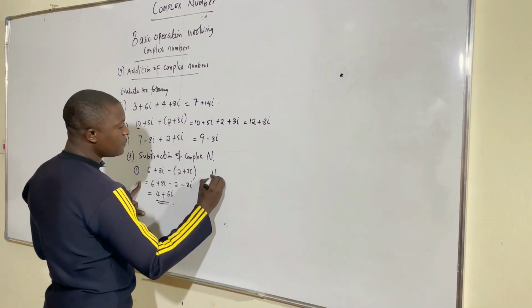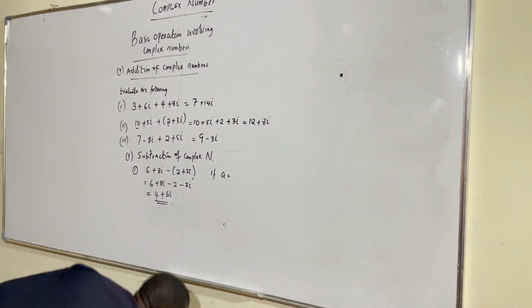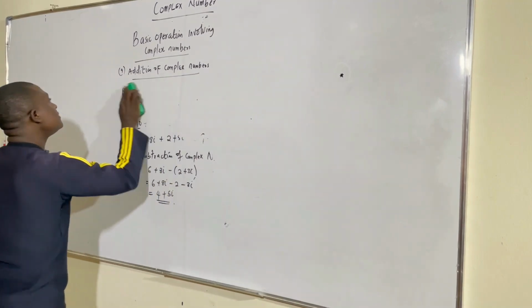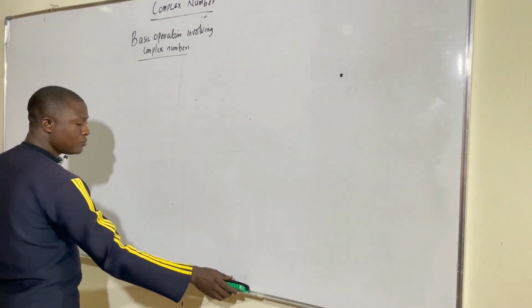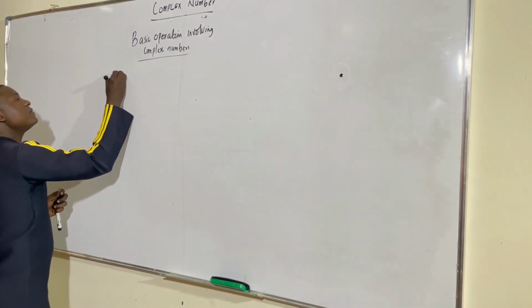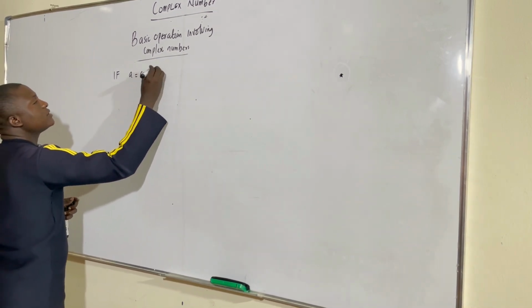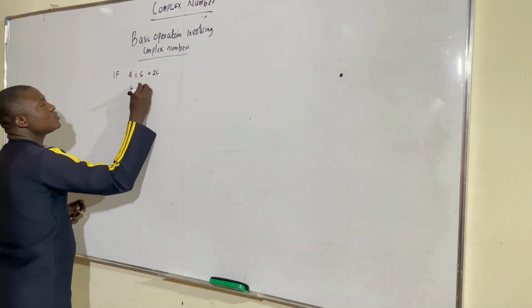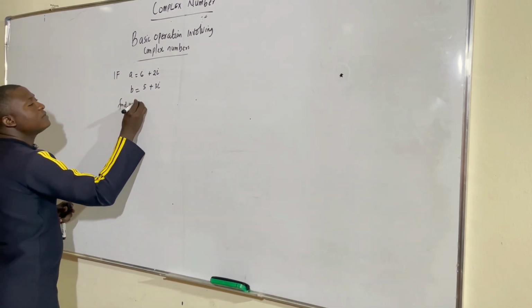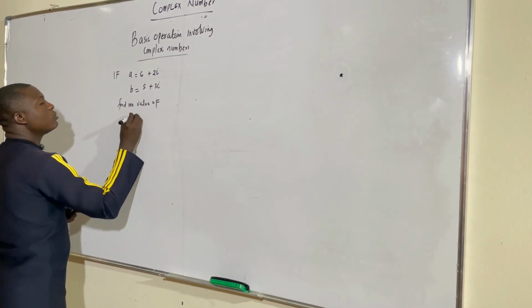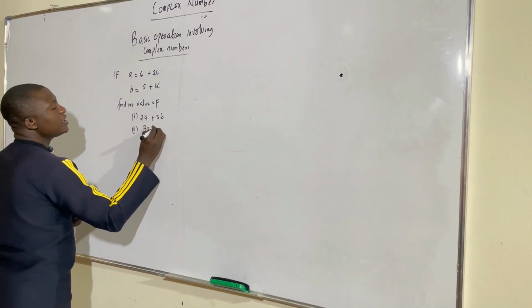Okay, let's look at this. Let's make it more interesting before we go to multiplications. They say if A is equal to 6 plus 2i, and B is equal to 5 plus 3i. They said find the value of Roman figure 1, 2A plus 3B, Roman figure 2, 3A minus 2B.